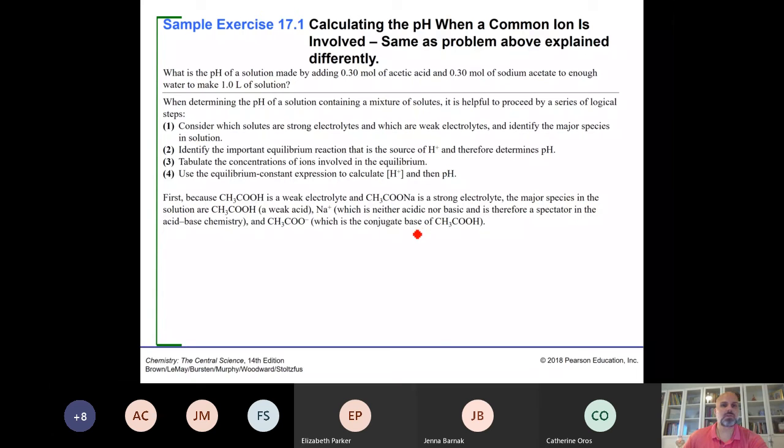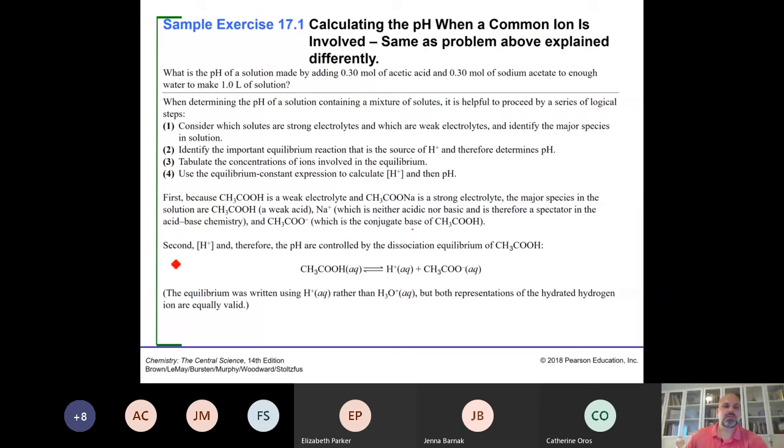We'll start first with the solutes. The acetic acid is a weak electrolyte and the sodium acetate is a strong electrolyte. The major species in the solution are the acetic acid, which is a weak acid, the sodium ion, which is neither acidic nor basic and is therefore a spectator in the acid-base chemistry, and then the acetate ion, which is the conjugate base of the acetic acid.